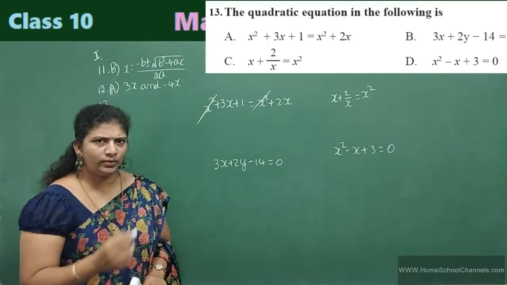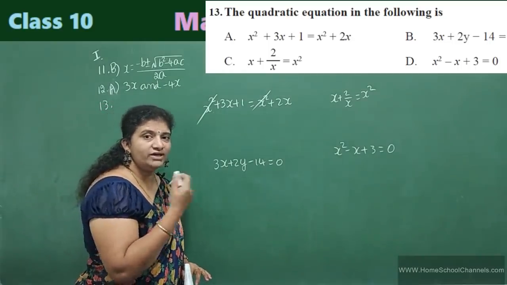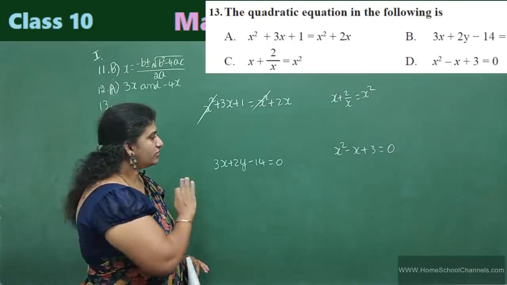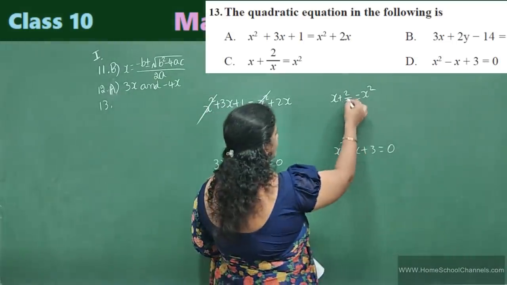You can see here two variables and it is not a quadratic. There is no power 2 or a degree 2. So therefore I won't consider option B. Go to option C. Solve this one.